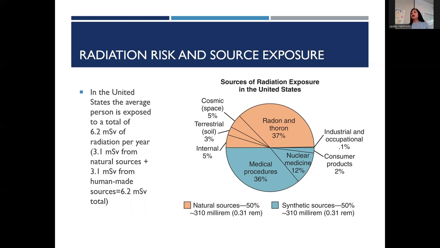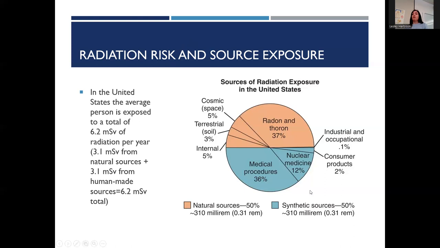Natural sources can be things like radon that is emitted from the ground. If you live in a brick house, you could be exposed to more radiation than if you live in a wooden house. There are just things in the environment. If you live at certain elevations, you could be exposed to more natural radiation. That's in the notes, and you can read it. It's not specifically going to be tested.